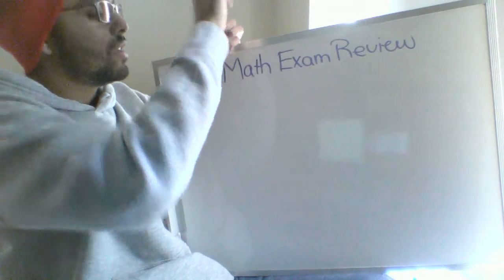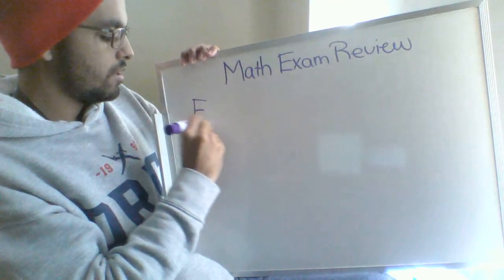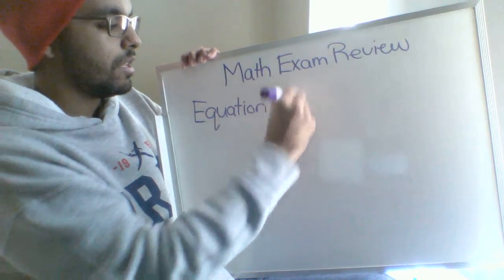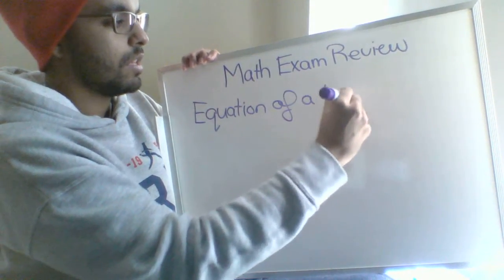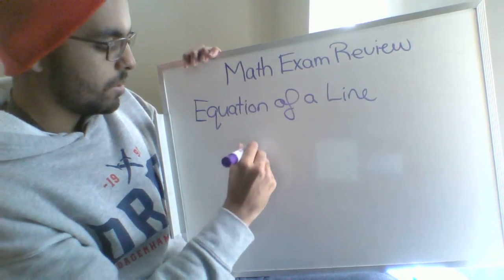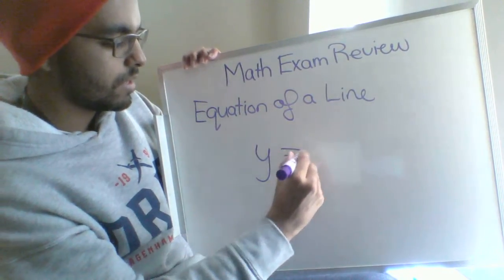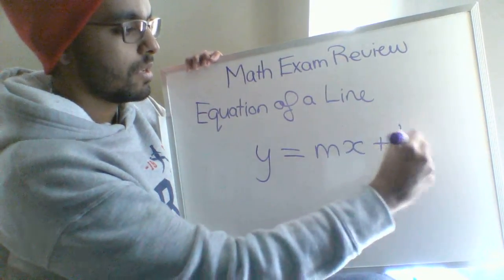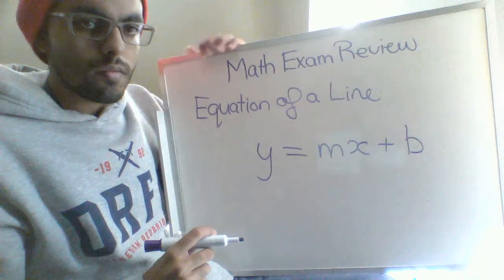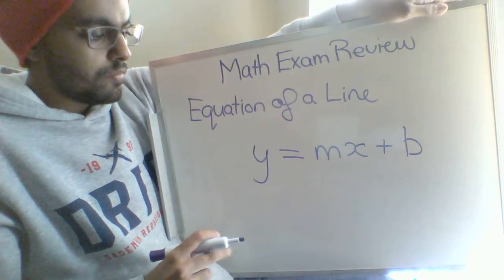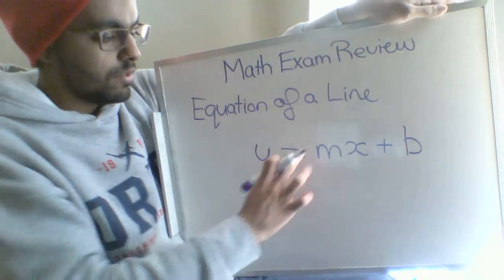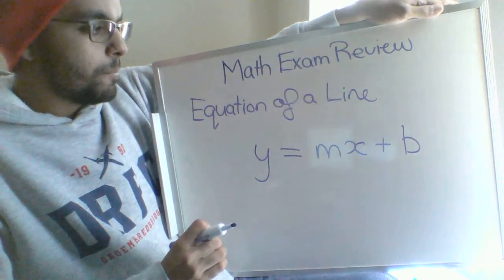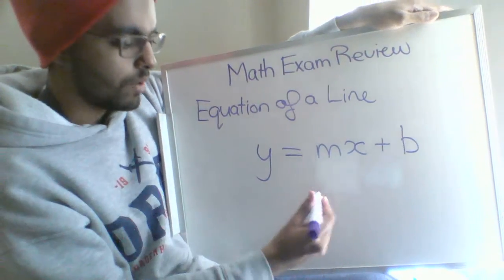Now hopefully you remember this. If you don't, it should be in your notes. Equation of a line. Now hopefully you remember that the equation of a line is given as y equals mx plus b. Okay, so this might seem like, whoa, we did this a really long time ago. But this is the equation of a line, and let's just remind ourselves of how it works.